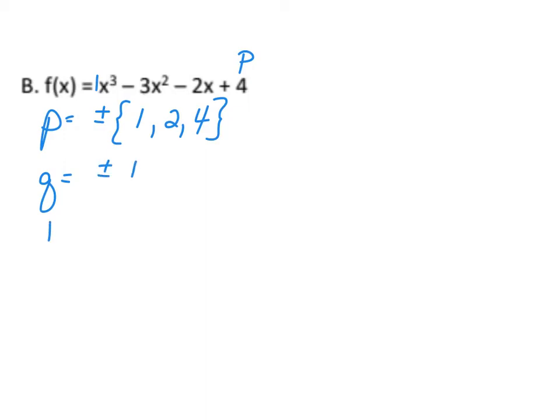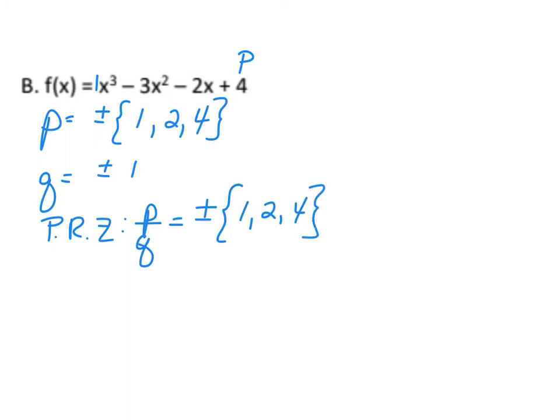So now my possible rational zeros would be all the possible combinations of p divided by q. So that's going to be plus or minus 1, 2, and 4, again, because if I divide by 1, that's not going to change that list. So these are my 6 possibilities. I'm going to start testing.